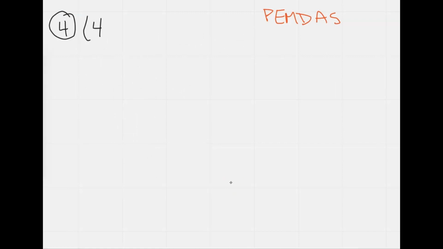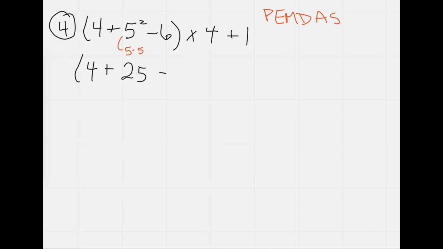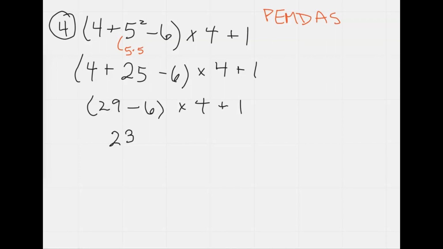In brackets, 4 plus 5 to the power of 2 minus 6. Then multiply this by 4 and add 1. And you probably guessed it, but we're going to start with solving what's in the brackets. Within the brackets, we have an exponent to solve first. 5 to the power of 2, which is the same as 5 times 5, which gets us 25. So now within the brackets, we have 4 plus 25 minus 6. Well, 4 plus 25 is 29, so 29 minus 6 gets us 23.